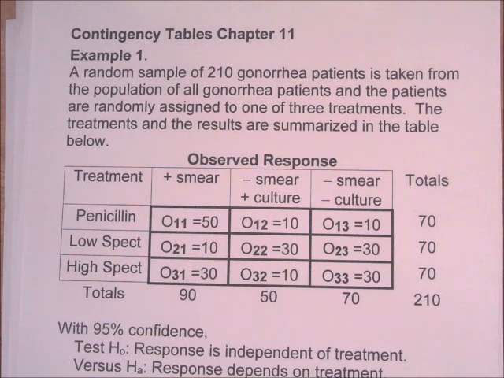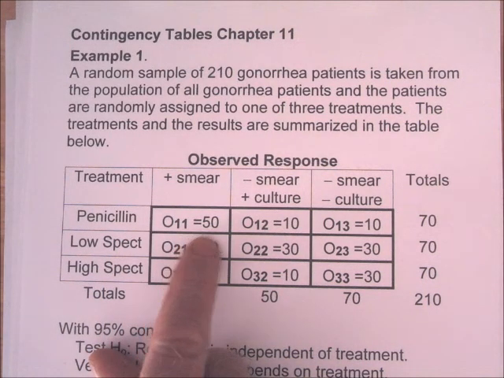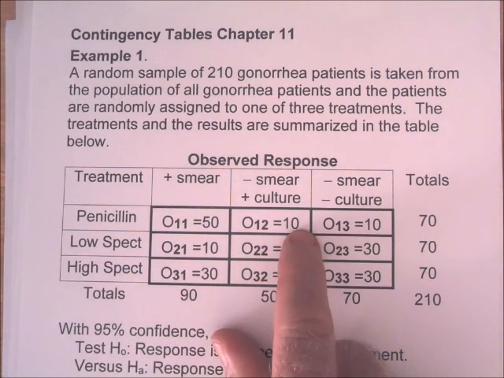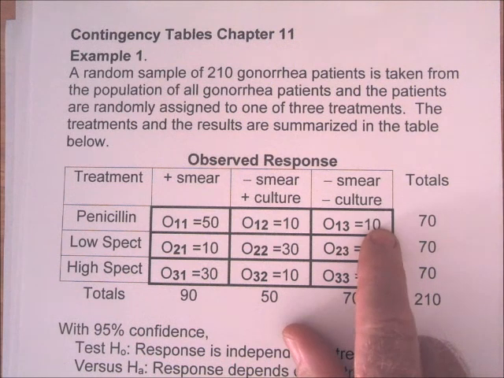The patients are randomly assigned to one of three treatments. The treatments and results are summarized in the table below. There were 70 patients treated with penicillin. After treatment, 50 had a positive smear, 10 had a negative smear positive culture, and 10 had negative smear negative culture.